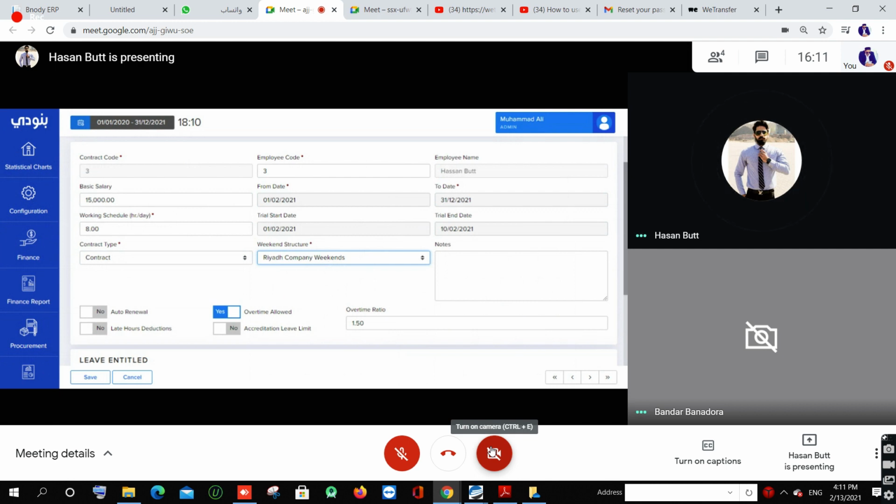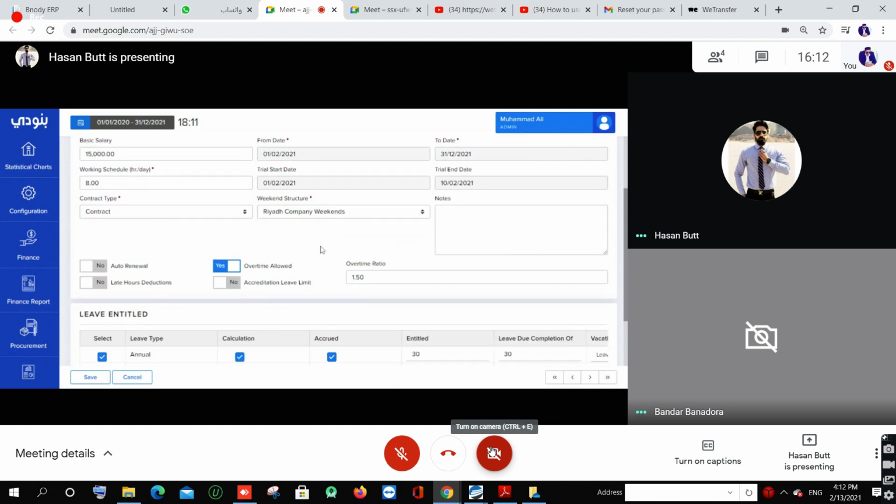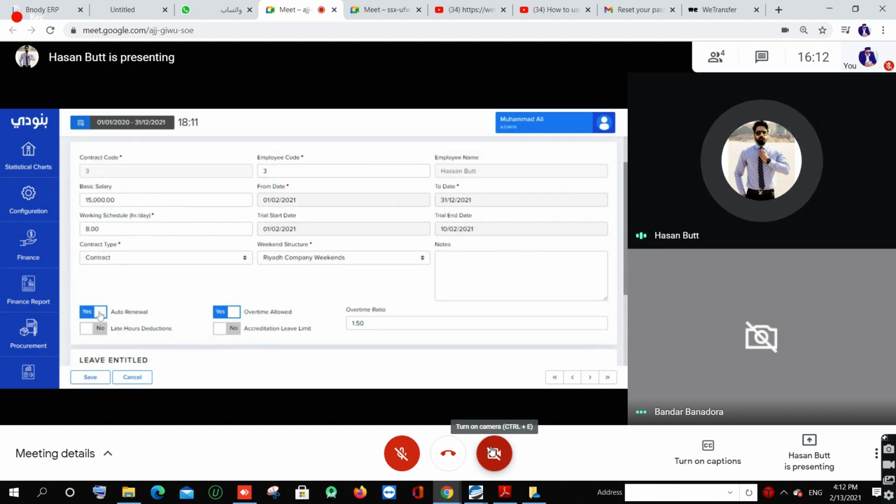All right? And in the Riyadh company weekend structure, holidays will be applicable to this employee according to the weekend structure. He will follow the weekend structure. And after that, we have these 4 options. Auto renewal. If you make it yes, it means that his contract will end on 31st December 2021, and his contract will be automatically renewed. You do not need to create another contract.